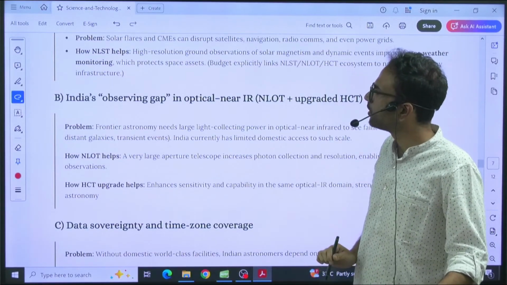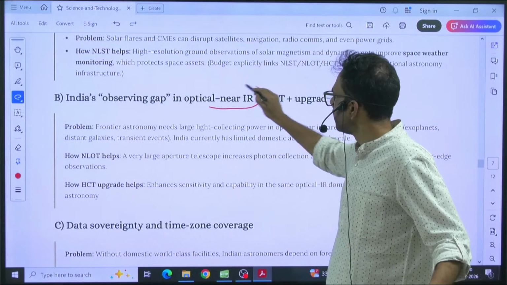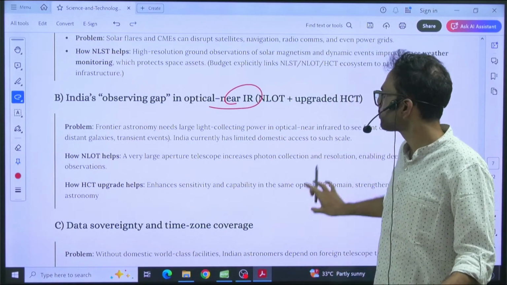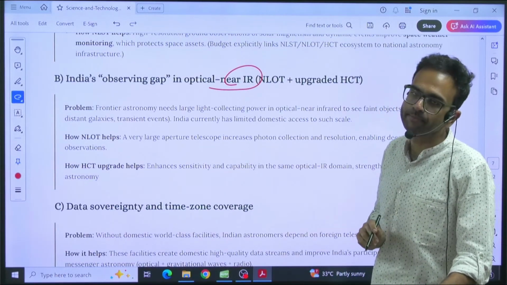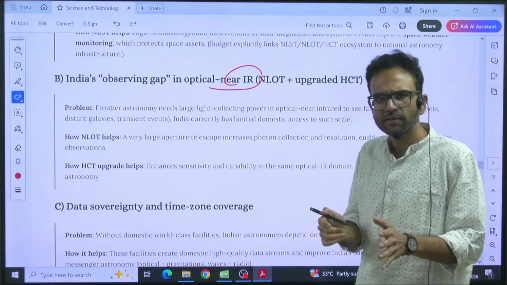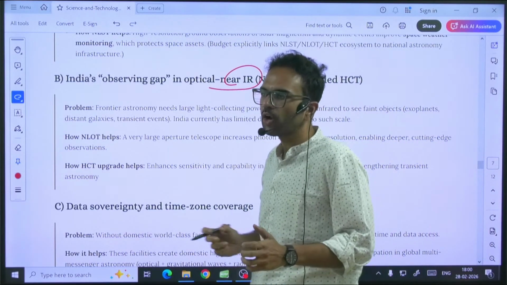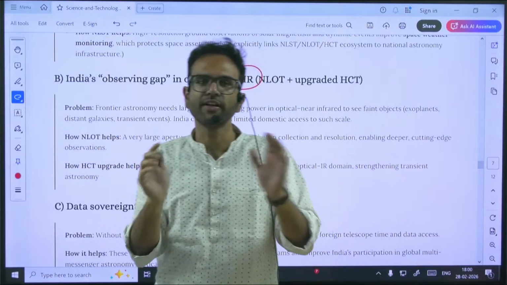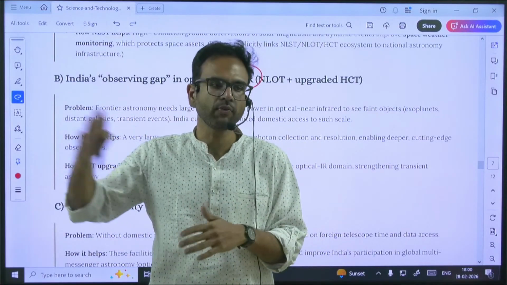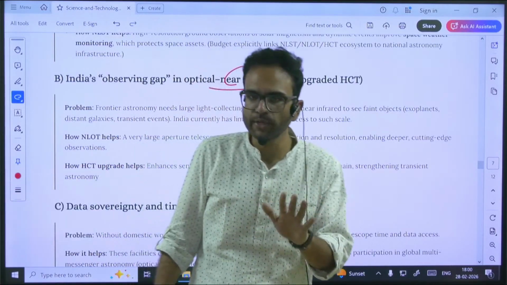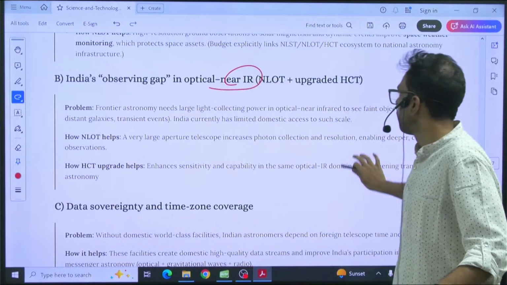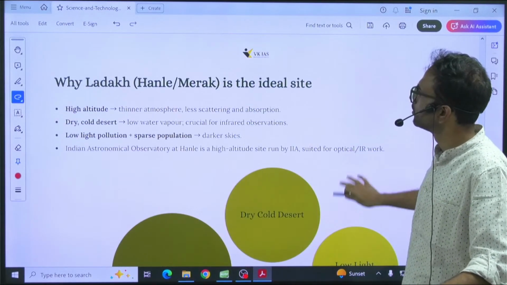Next, observing gap in the optical near infrared region. So what is it trying to say? There is an existing capacity, but that is not enough to capture high definition. It's like an upgrade from 720p to 4K resolution. That's all you need to remember.